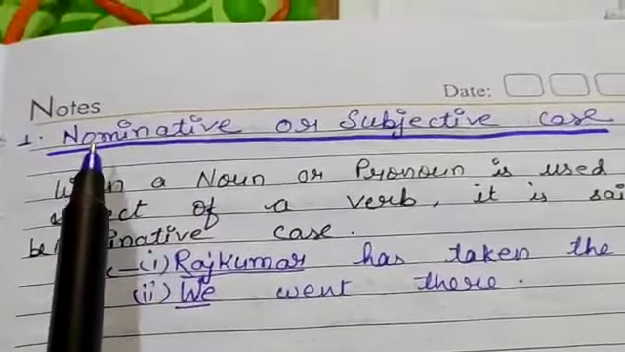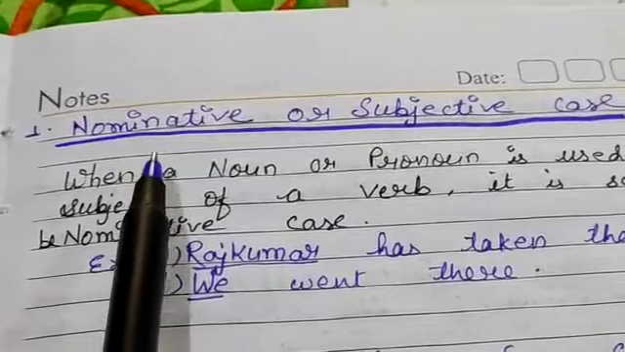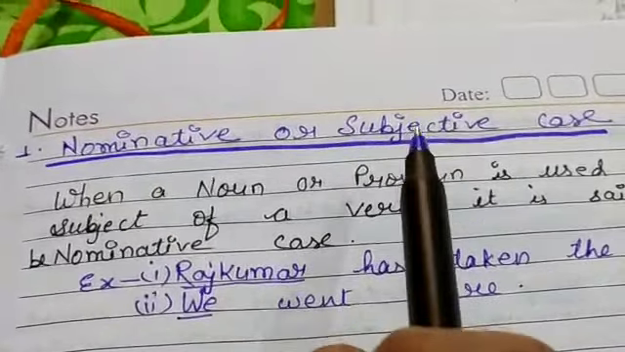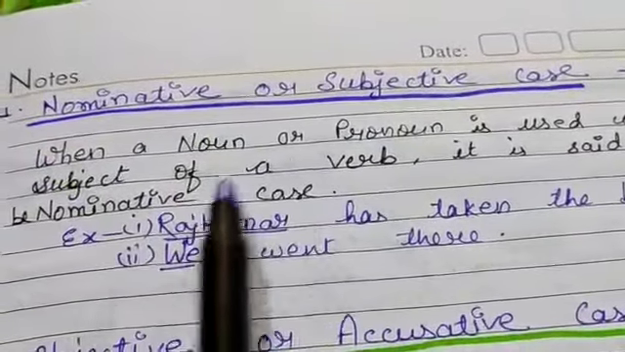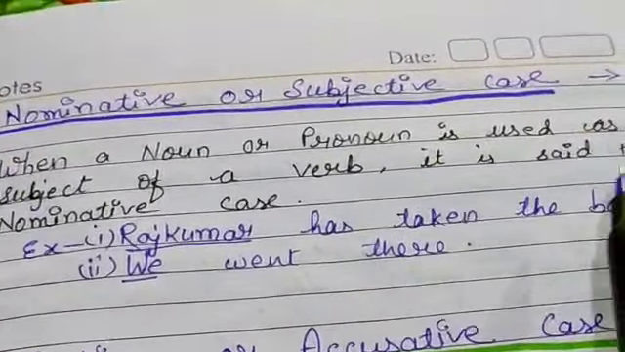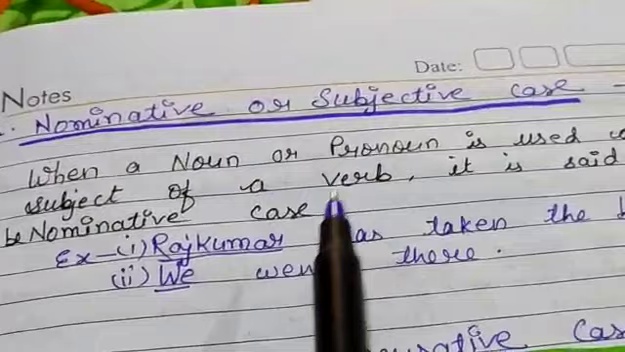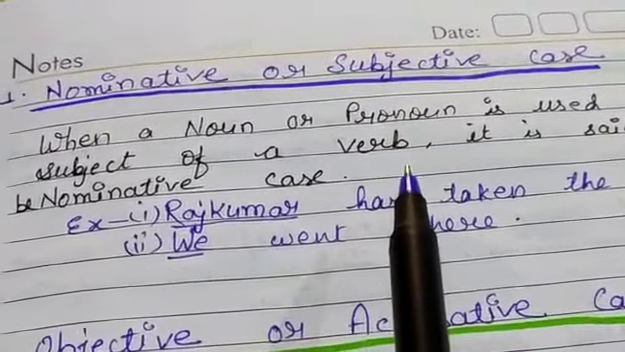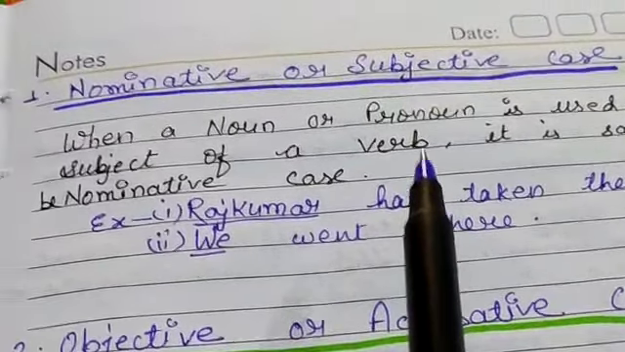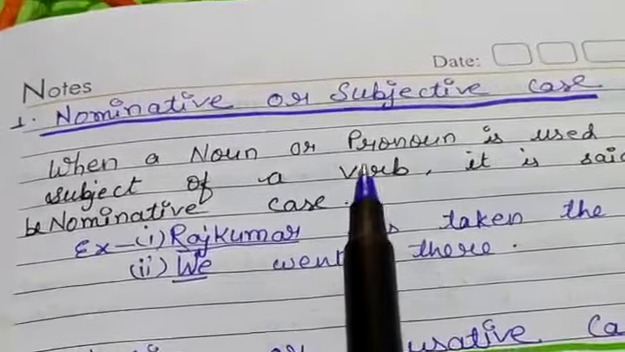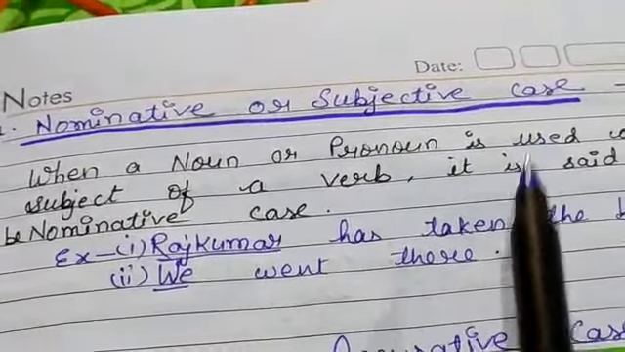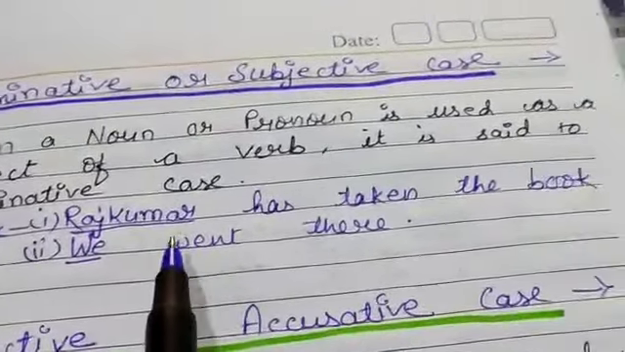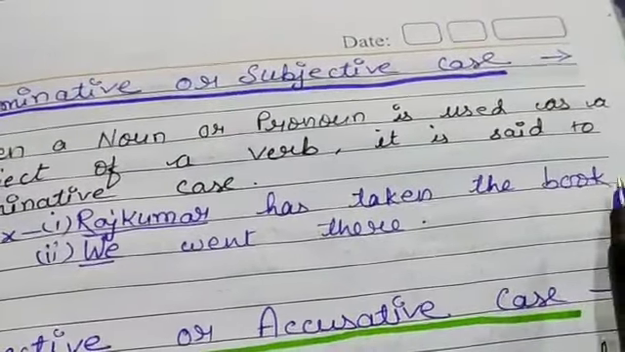Now, what is nominative case? Nominative case is also called subjective case. When a noun or pronoun is used as a subject of a verb. Students, you have studied subject and predicate. So, subject of a verb is said to be nominative or subjective case. For example, Rajkumar has taken the book.